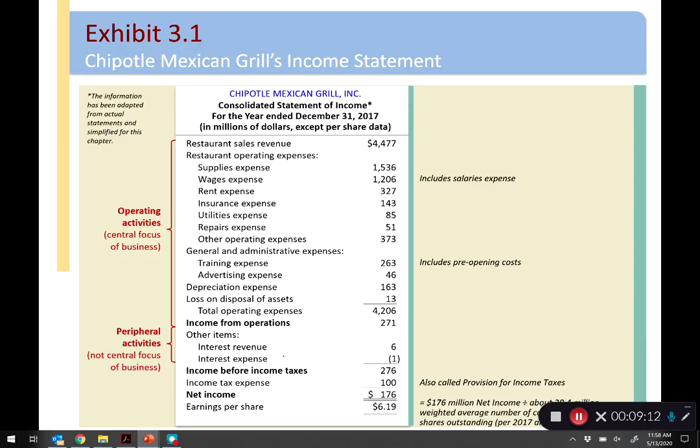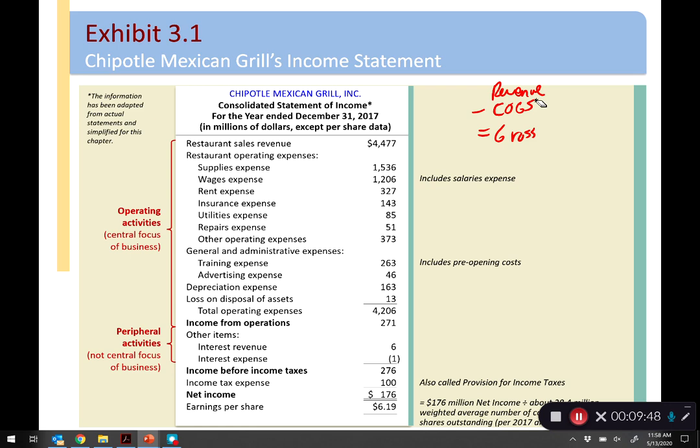So let's take a look at Chipotle's income statement. You can see we have revenues and expenses on here, but then we have it broken up into operating activities and peripheral activities. This is what we call a multi-step income statement. And generally, the multi-step income statement is going to look like this. It's a little different for Chipotle because they're really providing a service rather than goods. But we're going to start with revenue. And then we're going to take away cost of goods sold, which you may remember is the cost of the inventory we provide to our customers. And that gets us what's called gross profit.